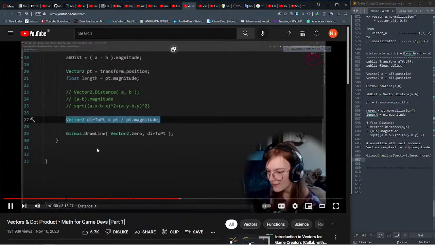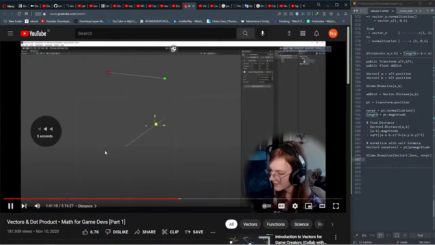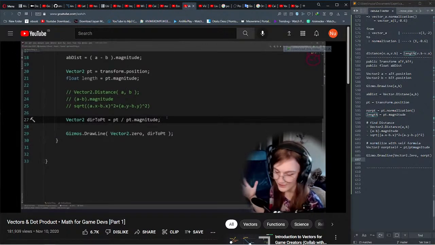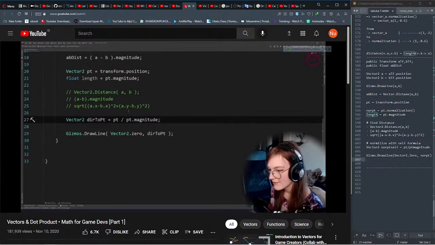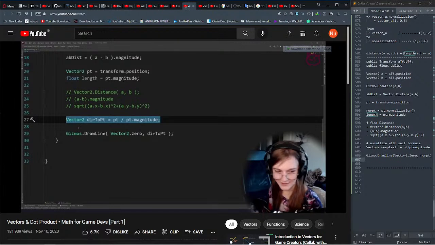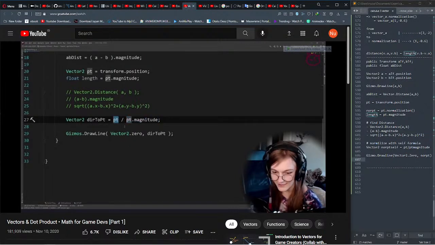And if you look at this equation, you can probably tell what the degenerate case is, right? Because point.magnitude can be 0. So what that means is that the point is at 0.